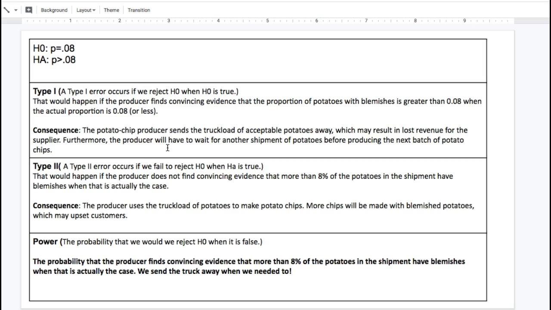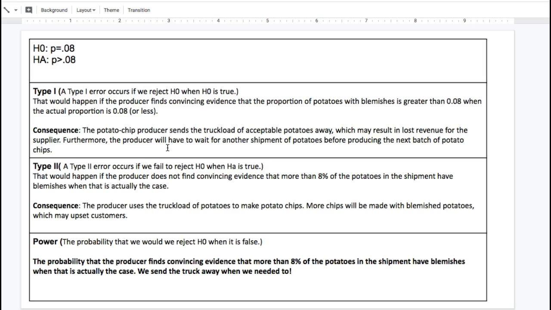In terms of power in this context, that would be the probability that the producer is finding convincing evidence that more than 8% of the potatoes in the shipment have blemishes when they actually do. So we send the truck away when we were supposed to because we didn't want to make chips out of those skunky potatoes.